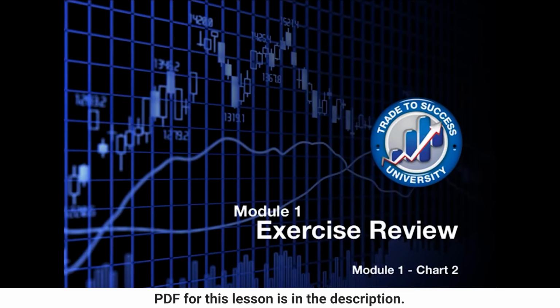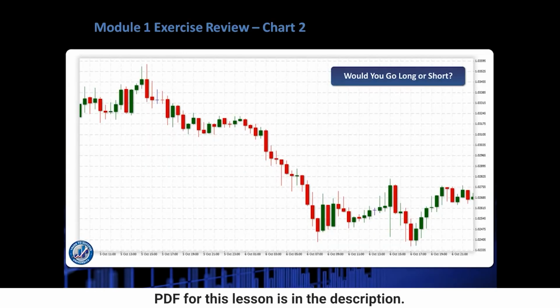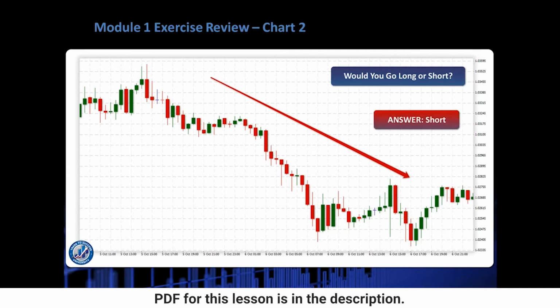So Module 1 exercise review, Chart 2. So in this chart, would you go long or short? What are we doing here? We are looking at the trend. We are looking at what price is doing. Now, straight away here, we can see that the highs are getting lower and the lows are getting lower. I don't need to really point them out on this chart. You can see that there is a downtrend in motion here, and in a downtrend, we are taking shorts.